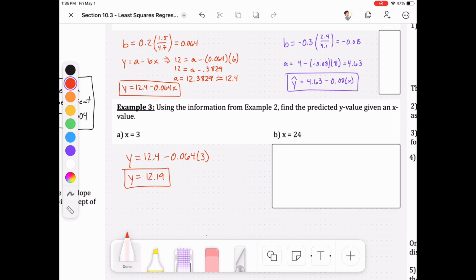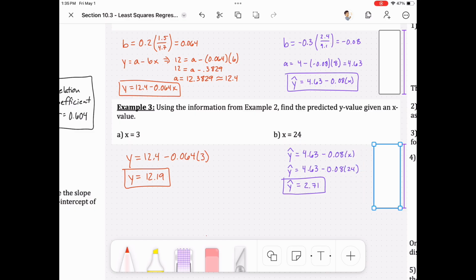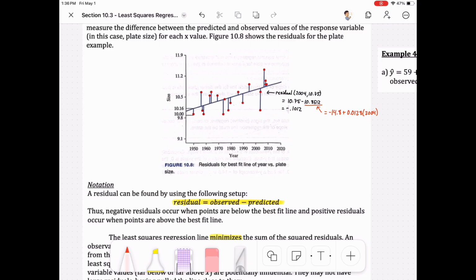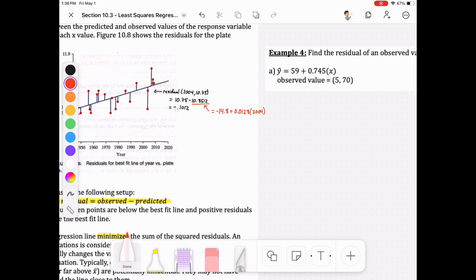So here, take a moment, pause your video, and try letter B when the expected value is 24 for the previous one. So your expected value should be 2.71. Okay? So then moving on, now I've talked about residuals. That's what minimizes that distance. So a residual is always going to be your observed value minus your predicted value.